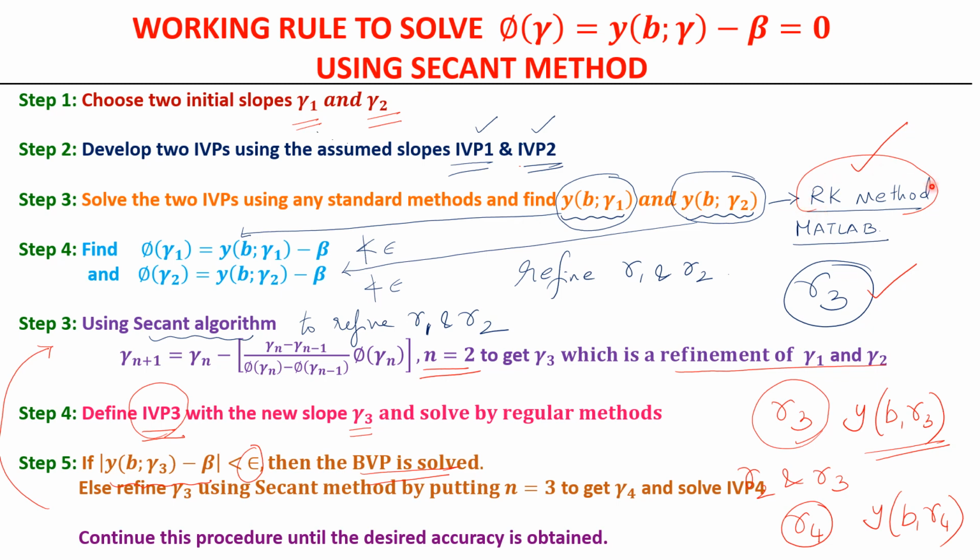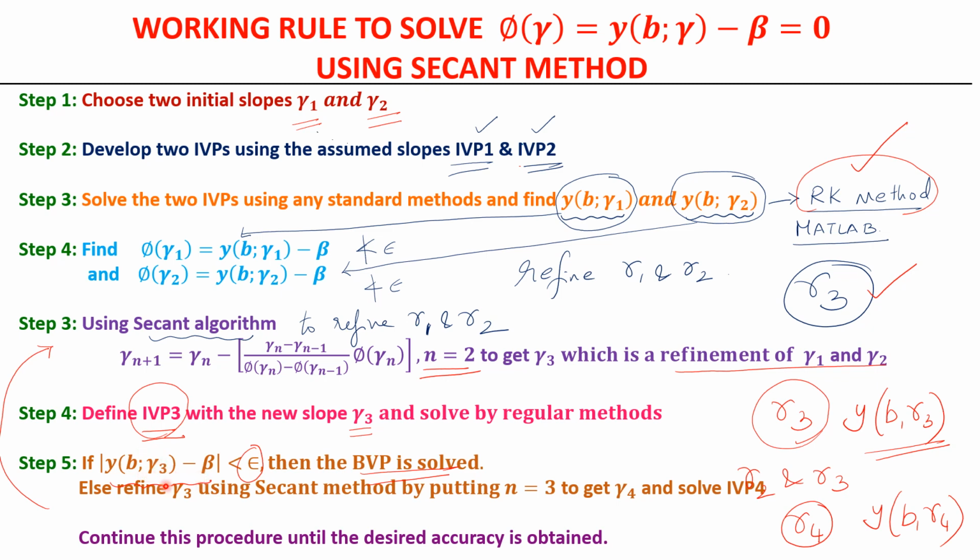Solve using the RK method to get two solutions. Compare the two solutions with the target. If both are not less than the required limit, then apply the secant algorithm to refine the two guesses we have made, and the new guess is gamma 3. Then use this to create IVP3 and again use the RK method to solve this IVP3, and that will give you y of b comma gamma 3.